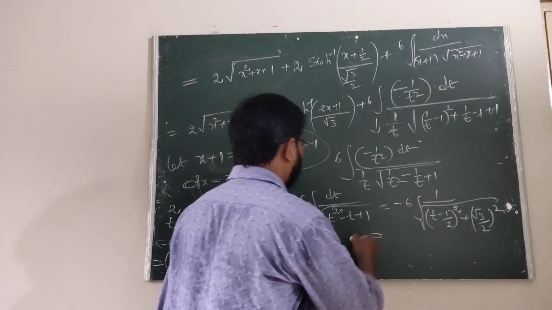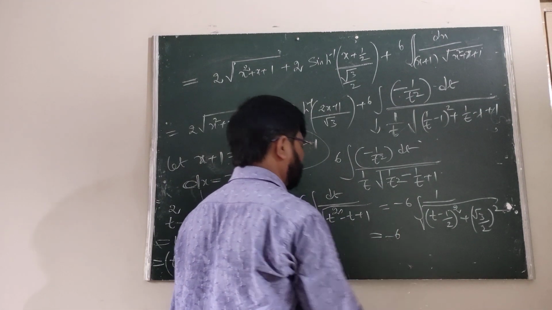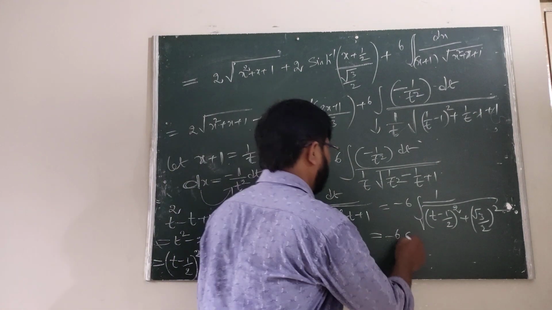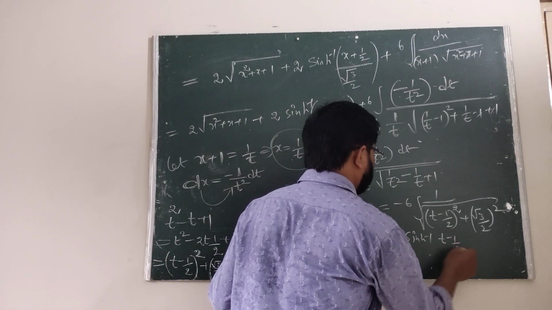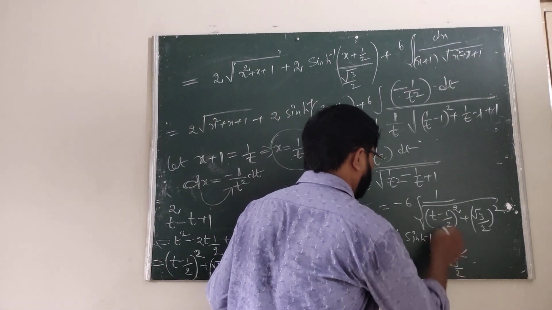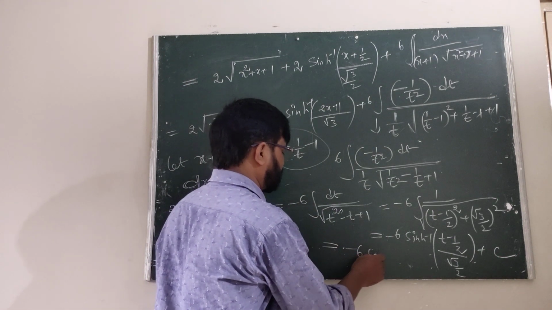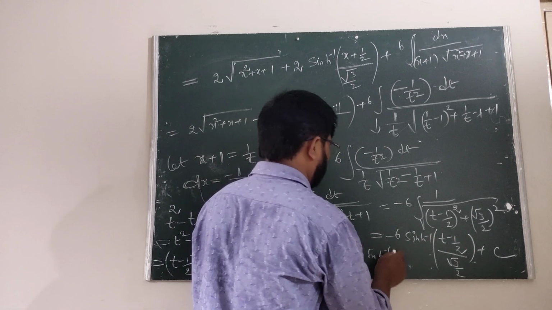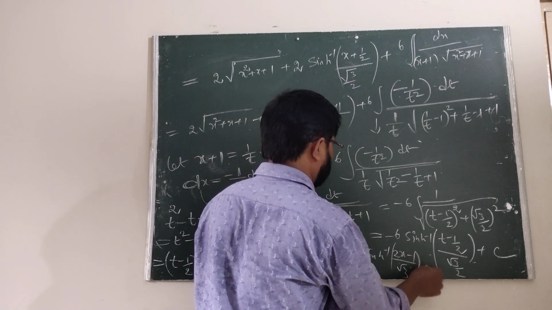Now once again we are getting, what is here? Minus of 6 sinh inverse of t minus 1 by 2 over root of 3 by 2 plus c. This is also minus 6 sinh inverse of 2x minus 1 upon root 3 plus c.